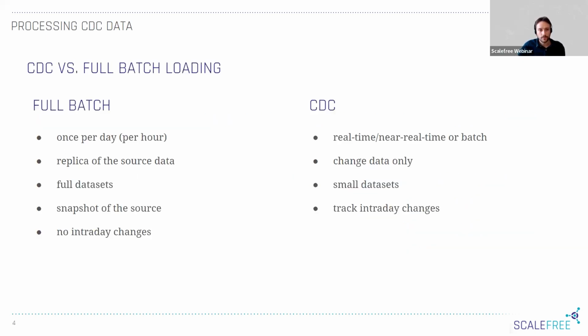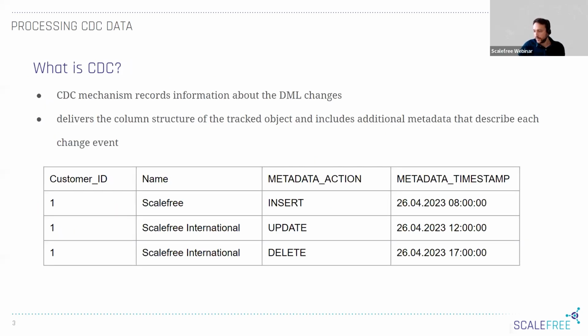So compared to the full batch, with CDC you are able to receive the data in real time or near real time or in batches. In all cases, it will deliver only the changes, which means you receive smaller data sets in the end. And with CDC data, you're able to track also the intraday changes within your Data Vault. So every change here will be delivered to our data warehouse in the end.